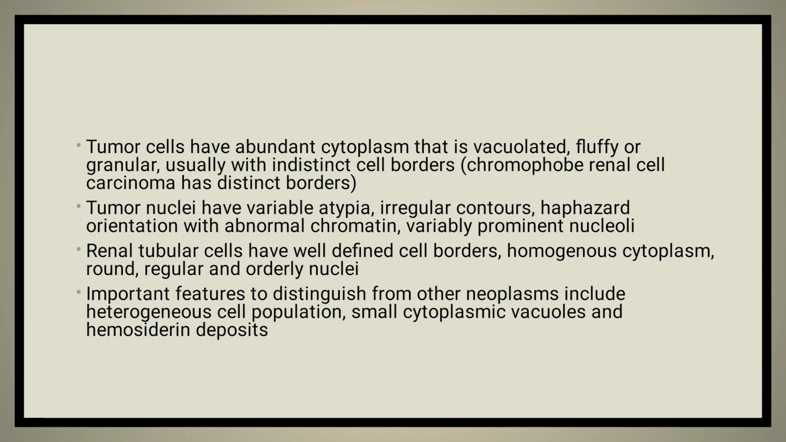Tumor cells have abundant cytoplasm that is vacuolated, fluffy or granular, usually with distinct cell borders. Chromophobe renal cell carcinoma has distinct borders. Tumor nuclei have variable atypia, irregular contours, haphazard orientation with abnormal chromatin, variable prominent nucleoli. Renal tubular cells have well defined cell borders, homogeneous cytoplasm, round, regular, or orderly nuclei. Important features to distinguish from other neoplasms include heterogeneous cell population, small cytoplasmic vacuoles, and hemosiderin deposits.